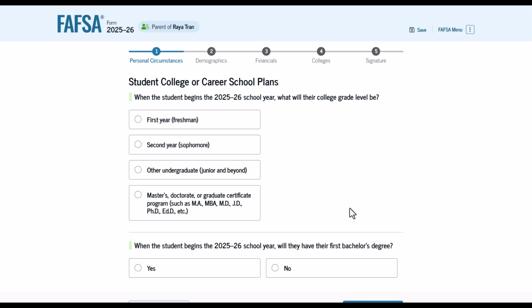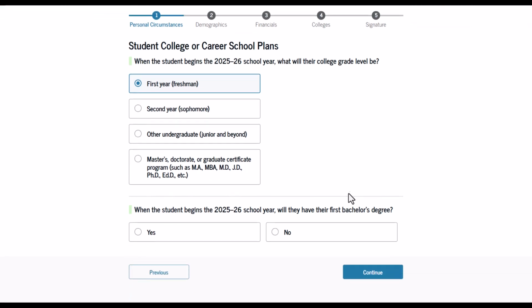You will then be brought to a page where you will be asked, when the student begins the 25-26 school year, what will their college grade level be? Again, for this demonstration purpose, we're going to select freshman, but if you have a student that is a sophomore or beyond, you can select those answer choices below. The next question is asking, when the student begins the 25-26 school year, will they have their first bachelor's degree? Again, we're going to select no for this demonstration purpose.